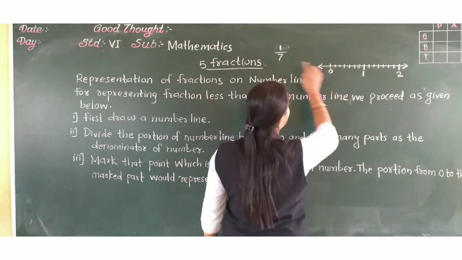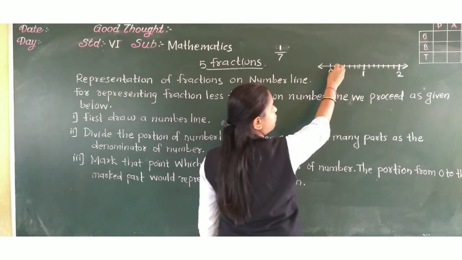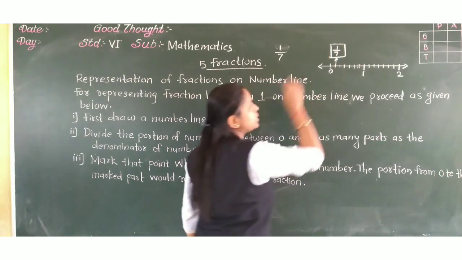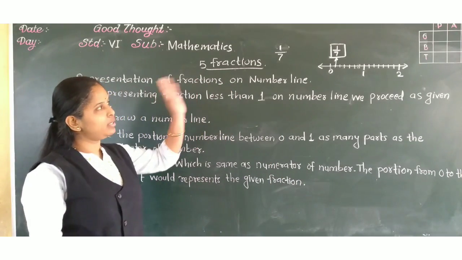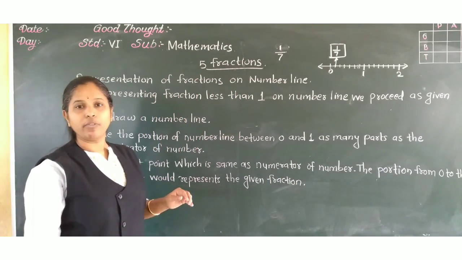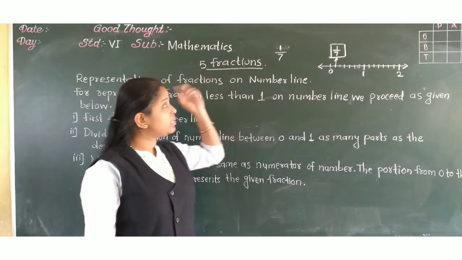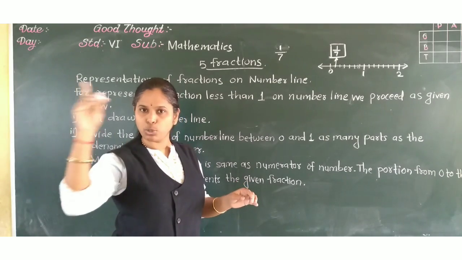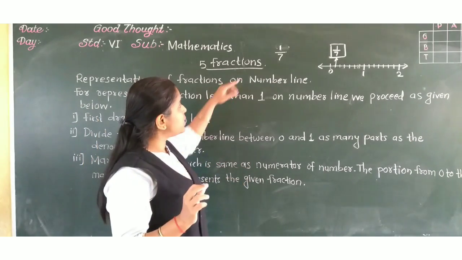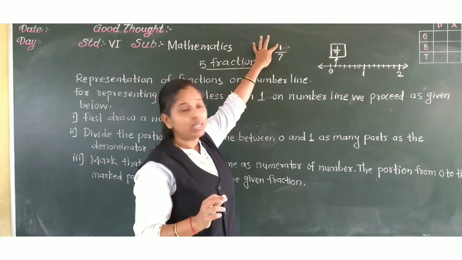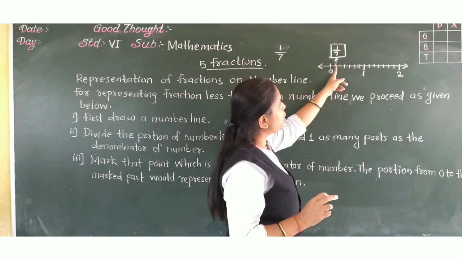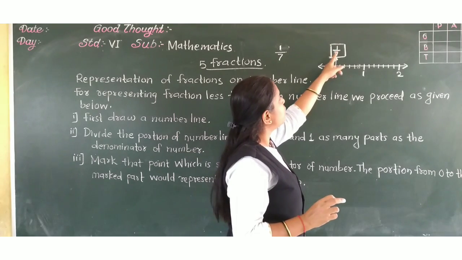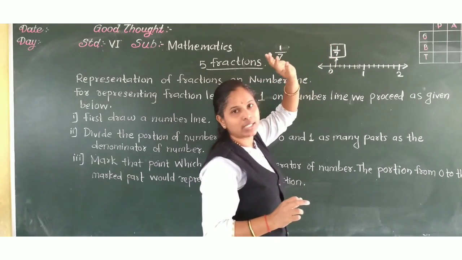Now see, what is there at numerator? 1. So after 0, where is 1? Here. So this is 1 upon 7. This is the required fraction we show on the number line. Okay. What did we do first? First draw the number line. Then see, what number is at the denominator? That many parts must be there between 0 to 1. And what is there at the numerator? Up till that number you have to count. Now here 1 was there. So after 0, 1. So this is the point which shows this fraction 1 upon 7.